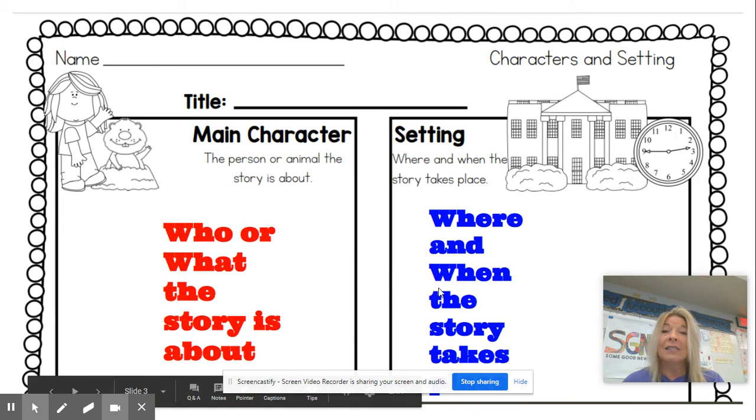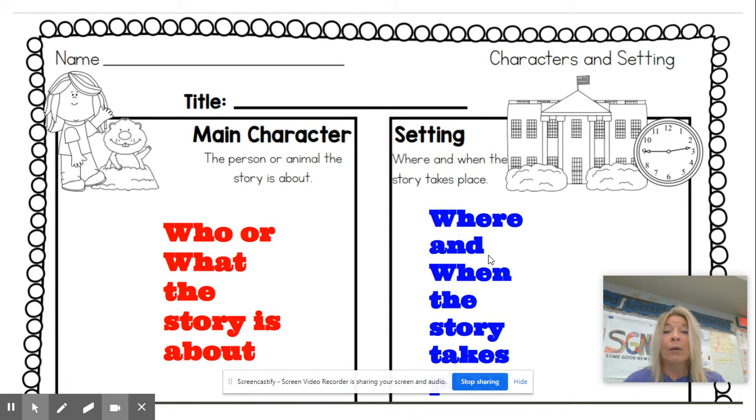When we focus on the setting of a story, the setting tells us where and when the story takes place. So if you look at this building, the building could be the where the story takes place, and the when is the clock. As a reader, we should be thinking, when did this happen? That gives us a little more understanding of the story. So we're going to look at some examples of characters and settings in different situations.